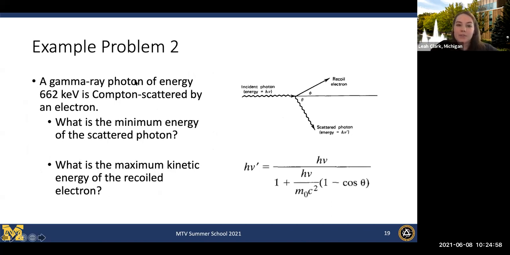So we have a gamma ray of energy 662 keV, and that is Compton scattered by an electron. And I want to know what the minimum energy of the scattered photon can be. And I also want to know what the maximum kinetic energy of the recoil electron can then be. So again, I included this equation down here for reference. And again, we know that the incident photon energy is equal to the energy of the recoil electron plus the scattered photon. So why don't we take a couple minutes again to do this one, and then we can come back and work on it together.